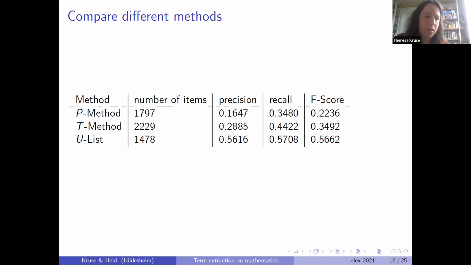For the P method, we simply use definition patterns along with our hypothesis that we do not need frequency measures in a highly structured language like mathematics. And the T method was a traditional term extraction method combined with frequencies. We further did a comparison with the so-called U-list, which is a list of the terms not being in the general language lexicon of the tagging tool TreeTagger. In our paper, you can find some further comparison with Sketch Engine and also a qualitative analysis of the results extracted. So I'm looking forward to the discussion, and thank you.